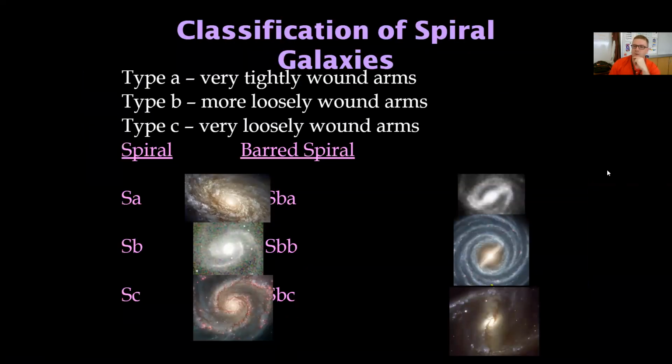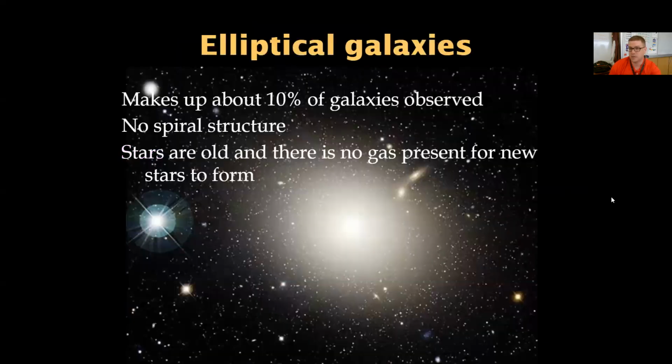We can classify spiral galaxies based on how tightly wound the arms are. So we can have type A, B, or C galaxies depending on how tightly wound the arms are. And this is the same thing for barred spiral galaxies. You can have As, you can have Bs, and you can have Cs. So we can classify these different galaxies into subclasses based on their appearance. Spiral galaxies are the majority of galaxies.